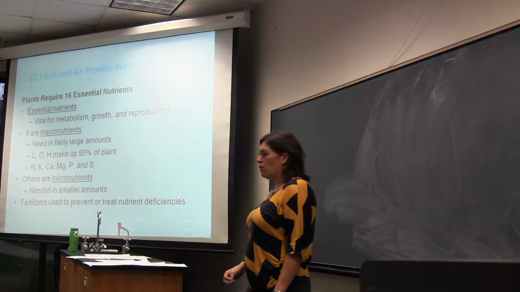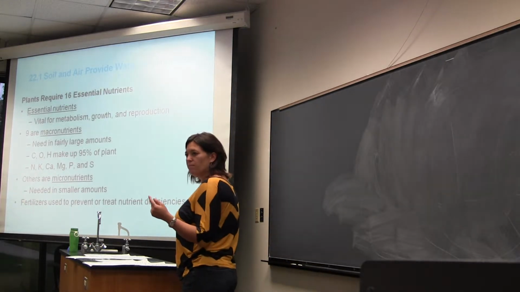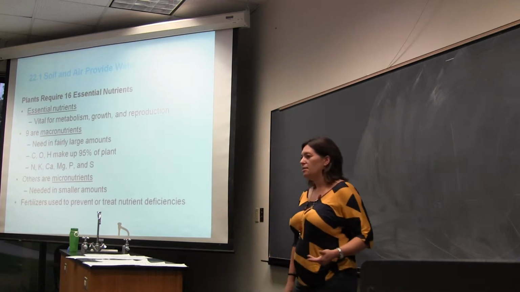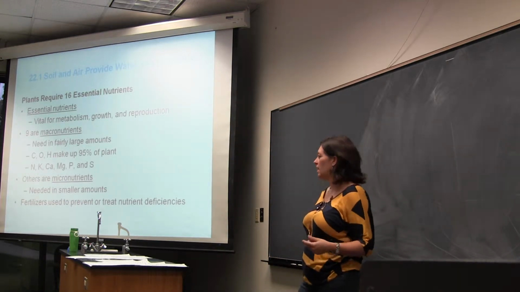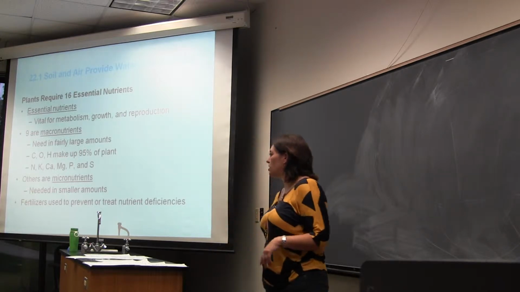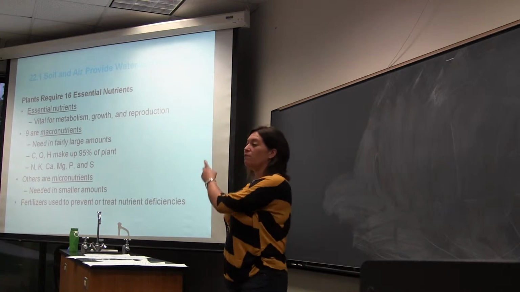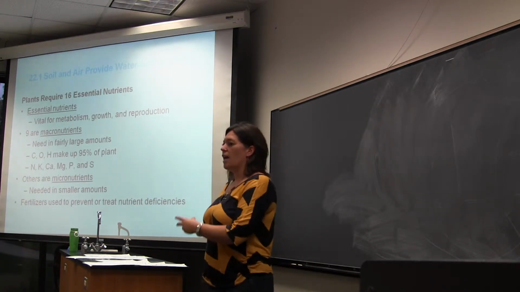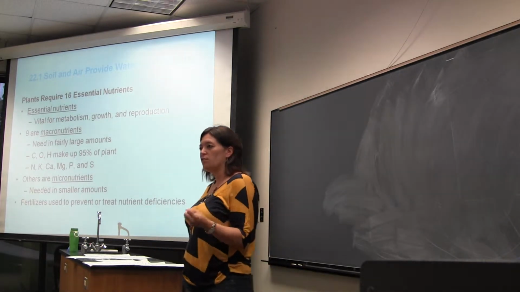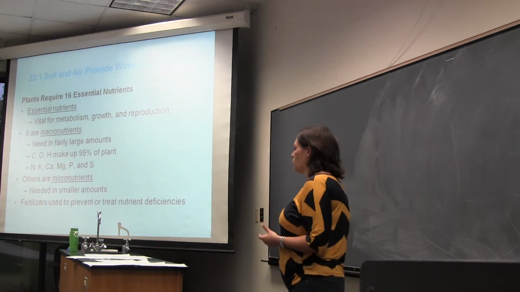And then you're going to have other necessary macronutrients such as nitrogen, potassium, calcium, magnesium, phosphorus, and sulfur. In particular, the nitrogen and the phosphorus, there are nitrogen cycles and phosphorus cycles that occur within the plant. So this phosphorus and this nitrogen, they're absolutely essential for normal plant growth.